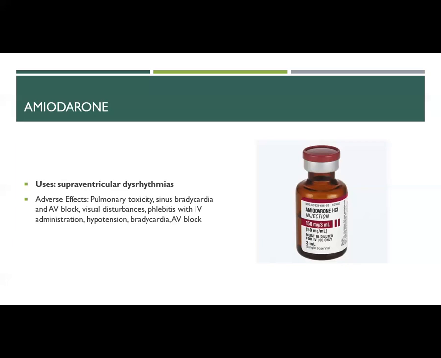So what the doctor would prescribe is amiodarone, because it's a pretty safe drug to give them. The amiodarone was designed to hopefully put them back into a normal rhythm, so they're no longer in something like AFib or supraventricular dysrhythmias, anything of that nature. So that's why amiodarone is very useful in that sense. Now with it, you just have to watch for things like bradycardia, visual disturbances, inflamed veins with IV administration, hypotension, bradycardia, and AV block.